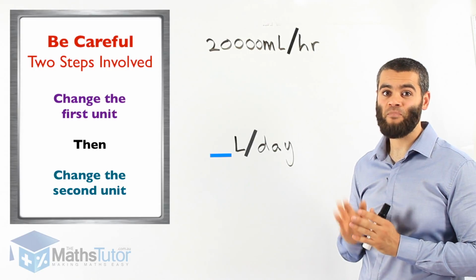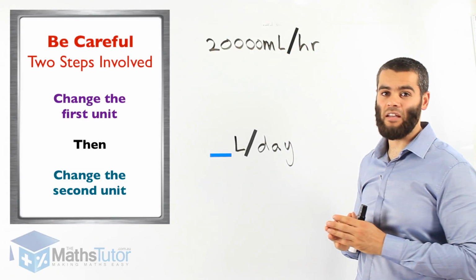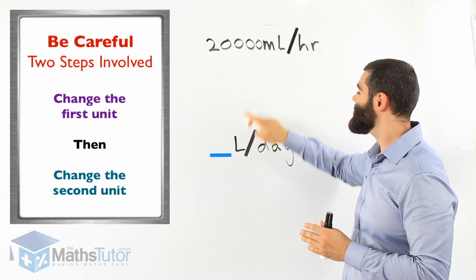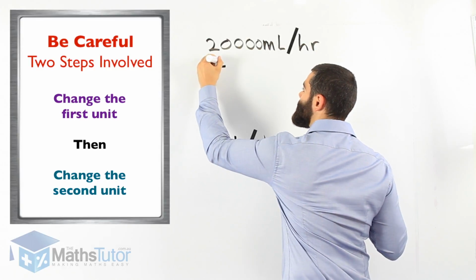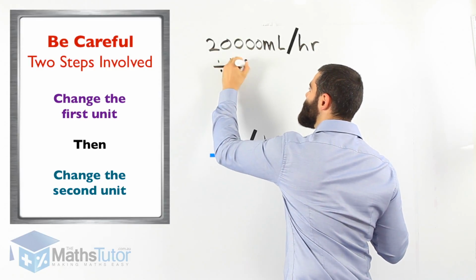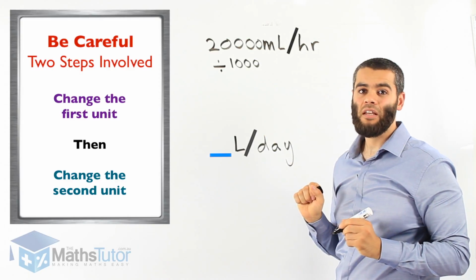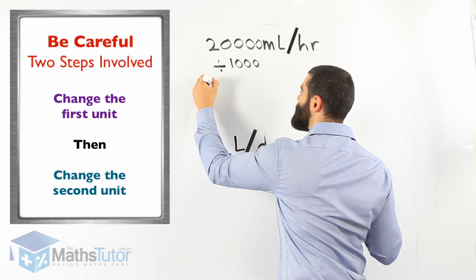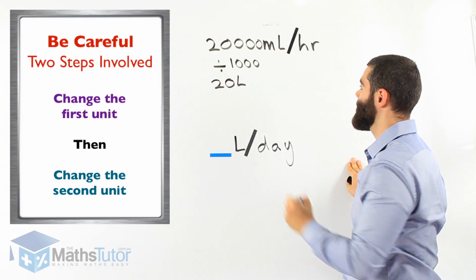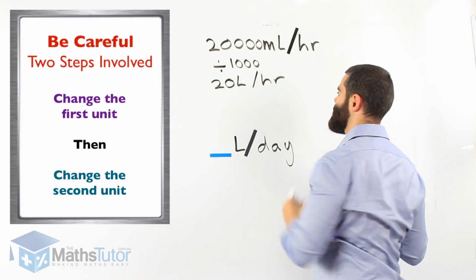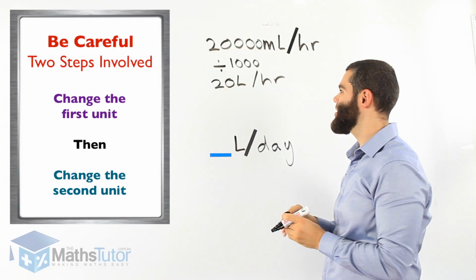We're going to do 2 steps. The first step, let's change the first unit and then we'll change the second unit. We know we're going from milliliters to liters, so we're going to divide by 1,000. There are 1,000 milliliters in a liter. Which means 20 liters an hour. Now that's completed. We've changed the milliliters to liters. So the first one has been done.